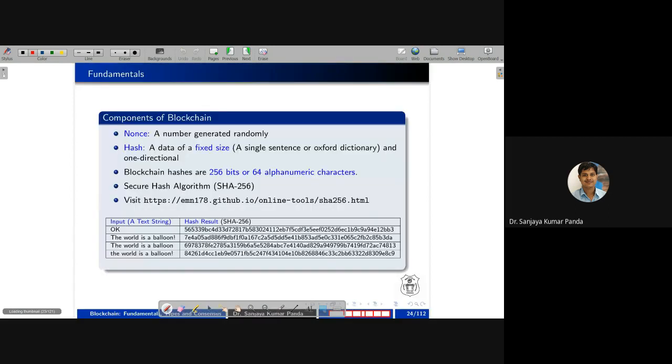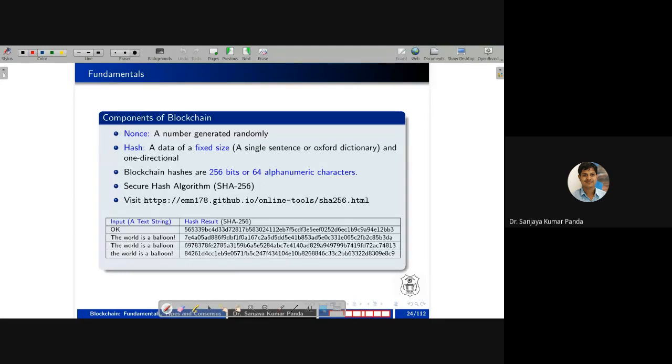Another important component in the blockchain is called nonce. So nonce is nothing but a number which is generated randomly. Like we generate a random number between, suppose I tell you to generate a number between 1 to 100. Then somebody will say 90, somebody will say 80, somebody will say 70. So at different periods of time you will get a different number.